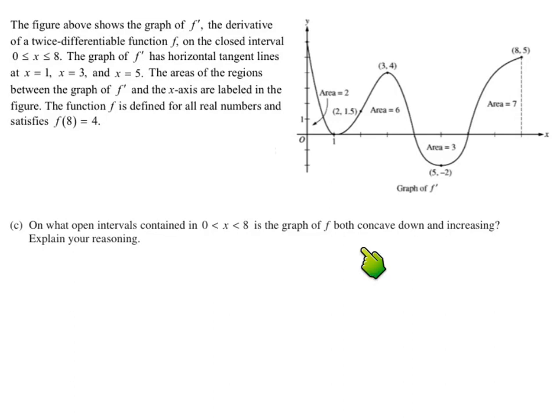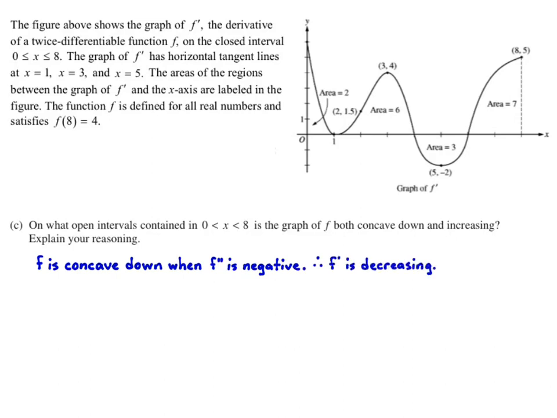We know that f is concave down when f double prime is negative, which implies that f prime is decreasing. So we're looking for the part of the graph that is decreasing because we're looking for f prime here. Now we also want to know when f is increasing. Well, we know that f is increasing when f prime is positive.